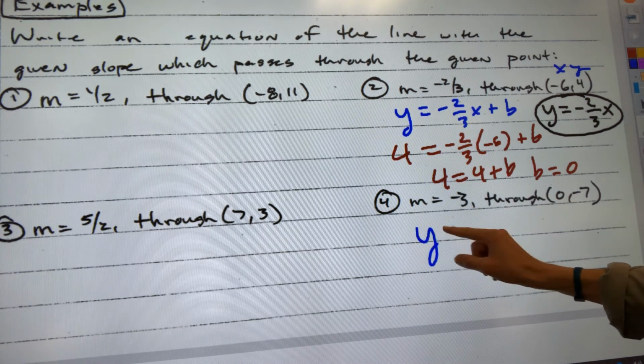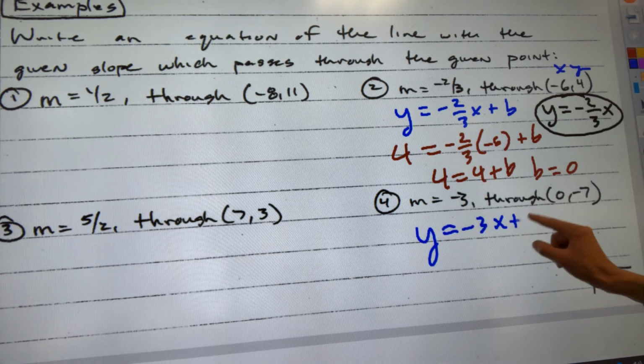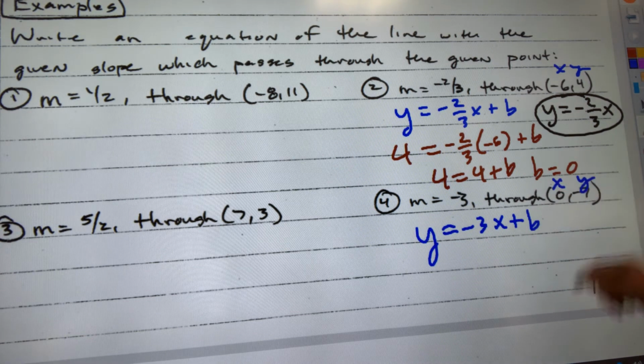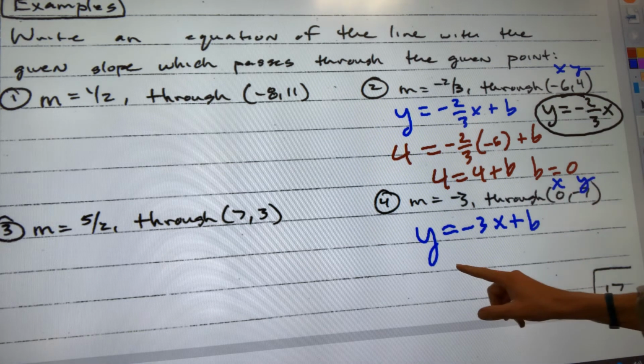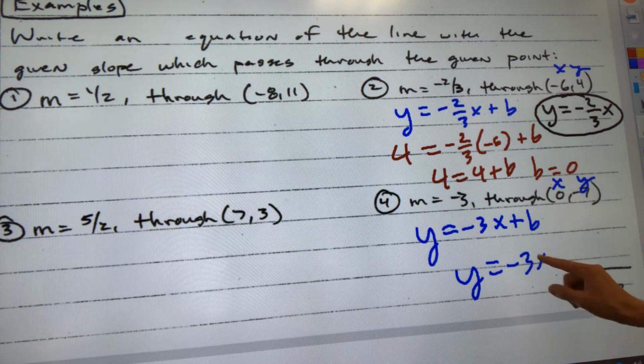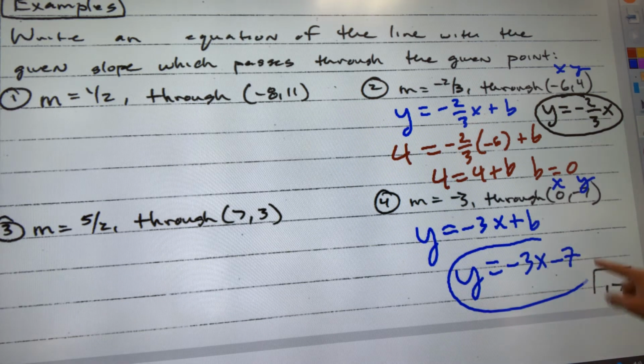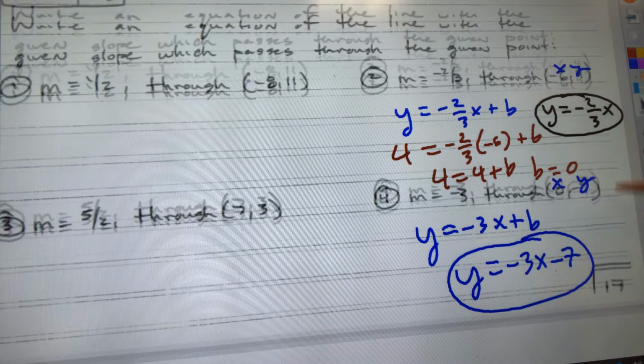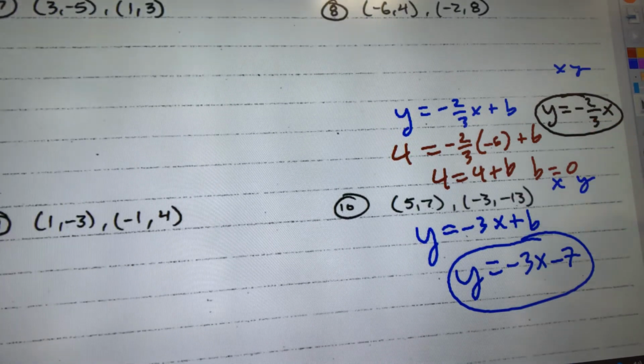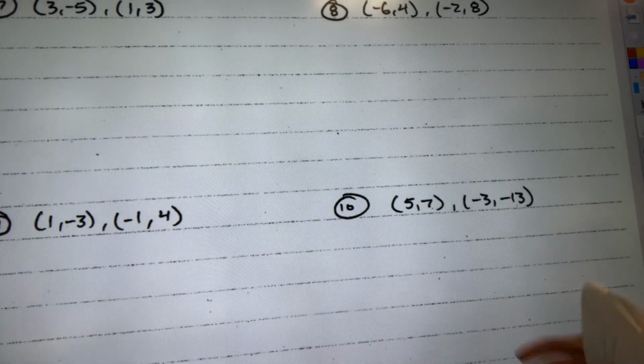Here we have y is a negative 3x plus b, but stop me. You know what the y-intercept is. When x is 0, you have your y-intercept. Y is a negative 3x minus 7. No need to plug a negative 7 in for y and 0 in for x. All right, on page 18, there are 3 that I want to do with you. 8, 9, and 10. Write the equation of the line through those 2 points.